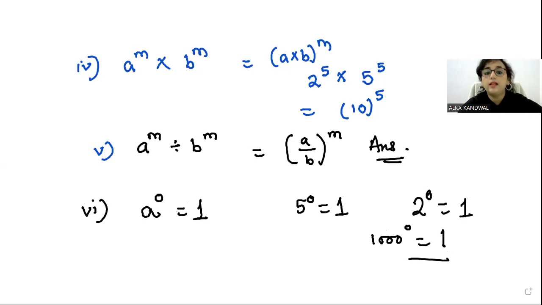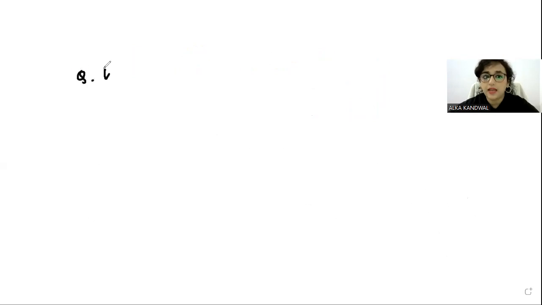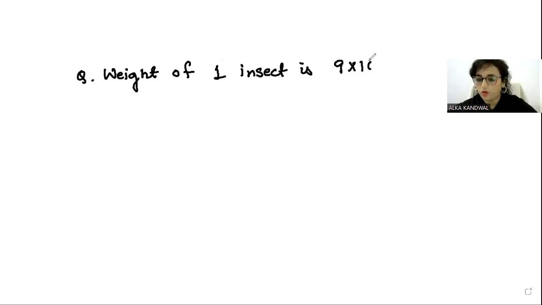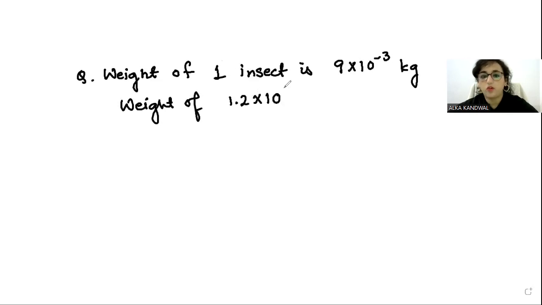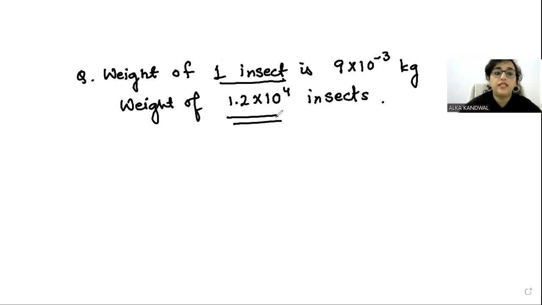Now for example, based on these laws only, they will ask you a question like this. For example, let us take that there is an insect and the weight of one insect is 9 into 10 to the power of minus 3 kg. Okay, the question is what will be the weight of 1.2 into 10 to the power of 4 insects. So we have to multiply. Yes, because the weight of one insect is this, so we need to find the weight of these many insects.